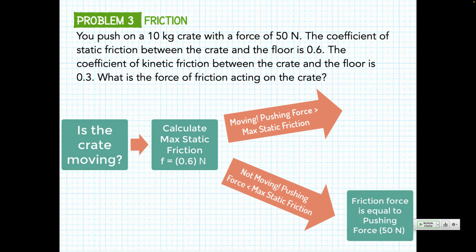If you're pushing less hard than maximum static friction, what is your frictional force? Same as your pushing force. What's your pushing force? 50. So if it's not moving, then the answer is 50 newtons. But we have to decide if it's moving or not before we can say that. Okay, do we understand that? All right, I'm going to set it up and do it, but go ahead and try to determine the maximum static friction.